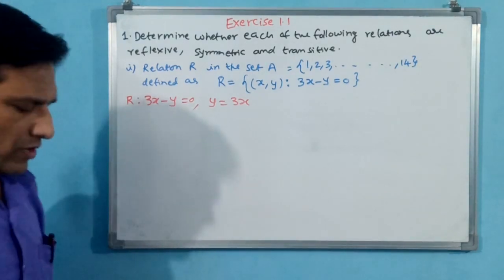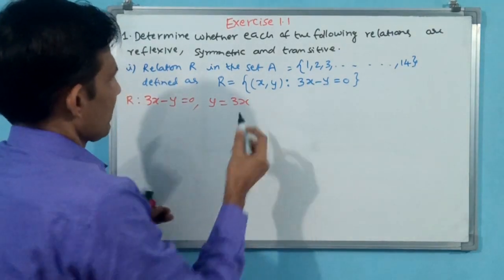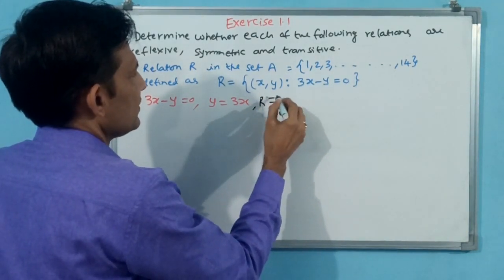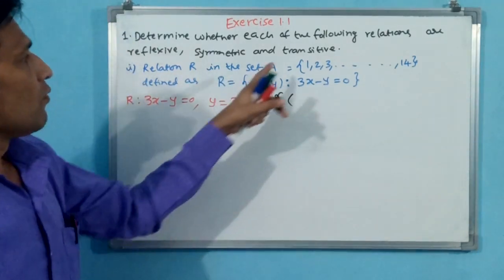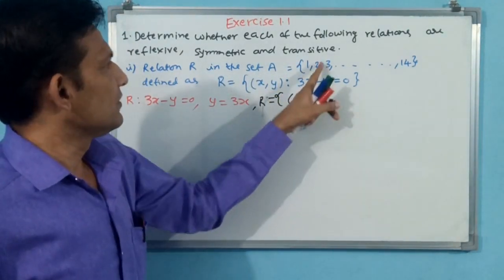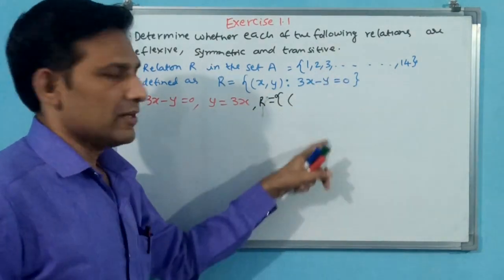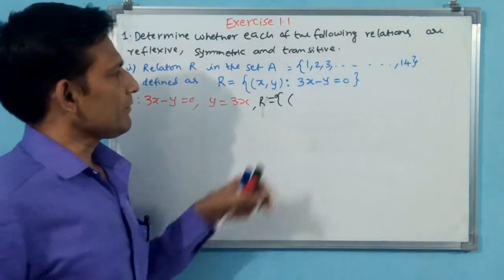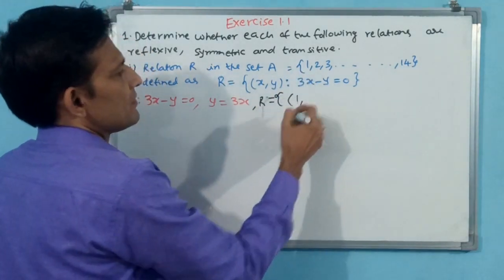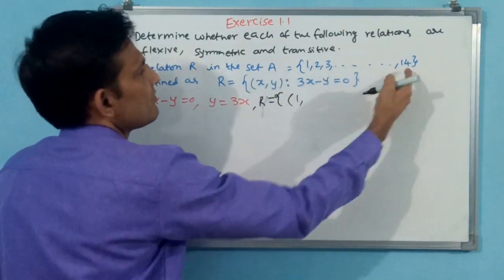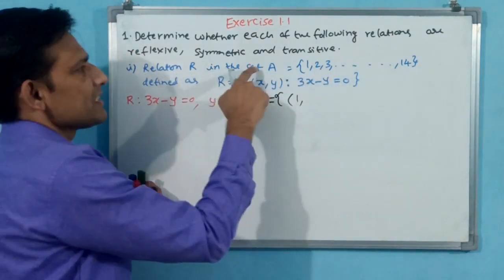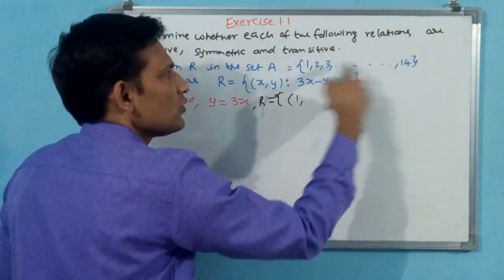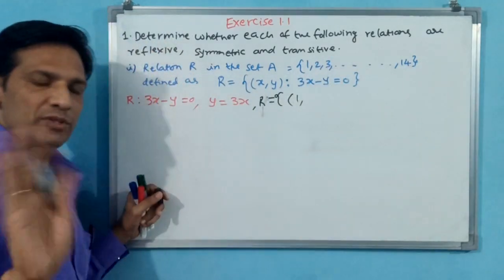Now what we have to do: R is equal to the set of (x, y), where we take x and then the y value, because y is given as 3x, like a function. I am taking x from the set, because the relation is given in the set A. That means we have to take elements from this set only. More than these or less than these elements we should not take.